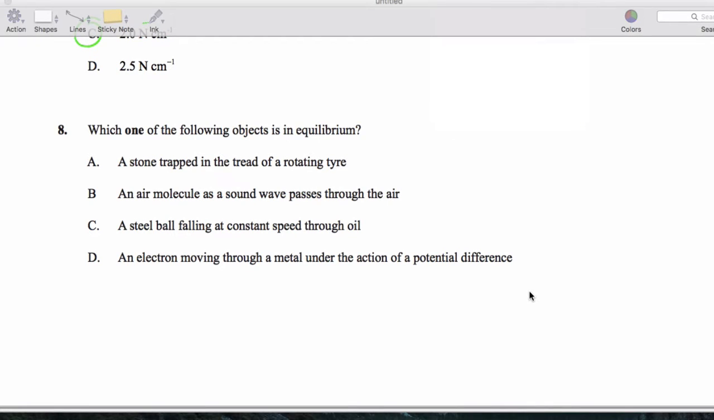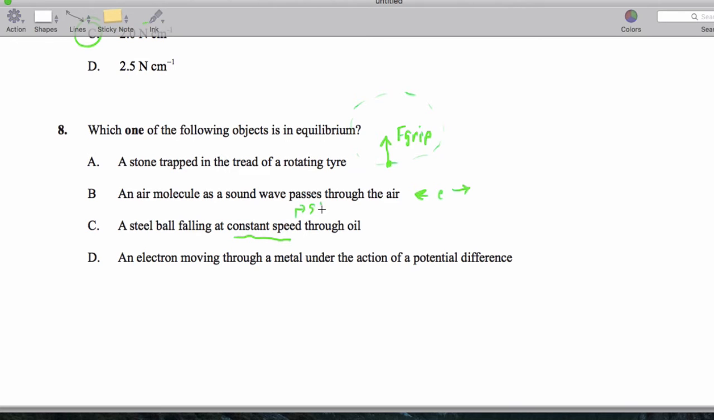Now for number 8. Which one of the following objects is trapped in equilibrium? Let's see. Okay. This one here. This is one of those famous stone trapped in the tread of a rotating tire. There, you're going to have, I'm going to call it like a gripping force that pulls the stone up and keeps it going in a circle. Air molecule, as a sound wave passes through air, that's going to be vibrating back and forth. A steel ball falling through constant speed through oil. There's your key, constant speed, and in a straight line.